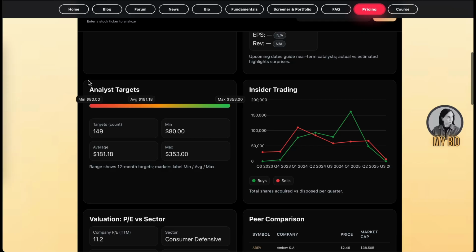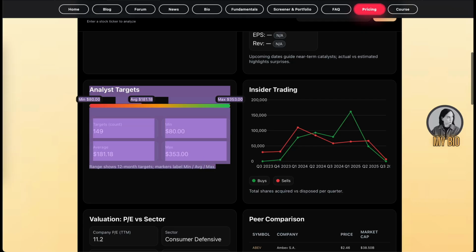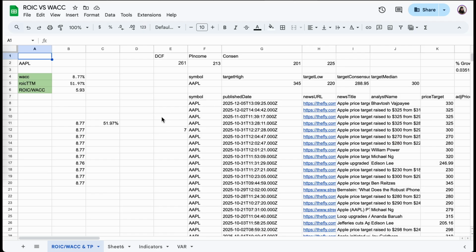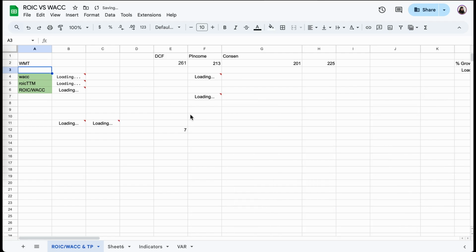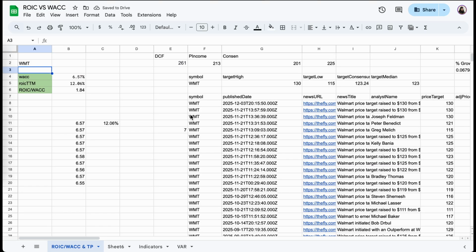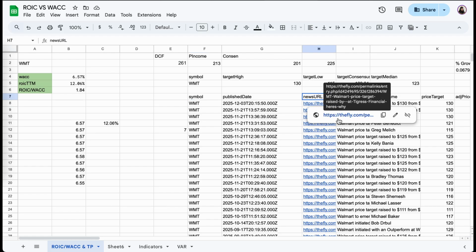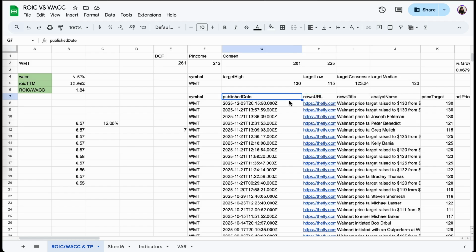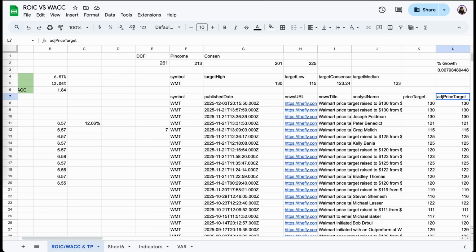Now, let me show you how it's compounded. I have a separate Excel file. Once you change the ticker over here, let's see with Walmart, WMT, the model is calculating it. Again, you will have the access to the model. It is showing you the news URL. You can click on this URL and you can see this news, including the name of the analyst, investment bank who was calculating the price target for Walmart.